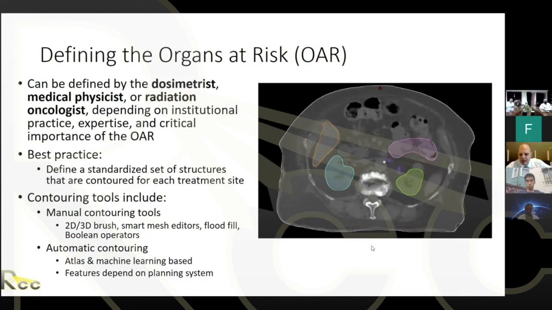Contouring tools: each planning system has its own set of contouring tools, and they're usually pretty straightforward to use. Those may include manual contouring tools like 2D and 3D brush, smart mesh editors, flood-filled Boolean operators like Atlas, and machine learning-based automatic contouring features depending on the planning system. So there's different options. The colors of these are just to distinguish different structures. There's nothing important about the colors besides making them different so that you can identify them as different structures.